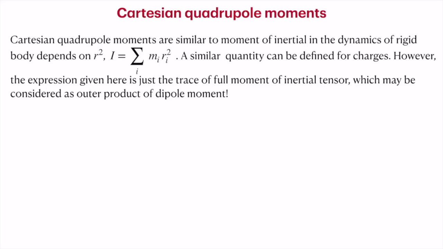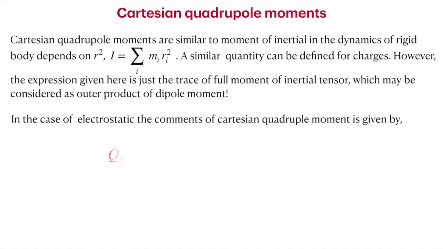Next let's look at the quadrupole moment. The quadrupole moment is essentially a generalization of, or very similar to, the moment of inertia for a rigid body. A similar quantity can be defined for charge. However, the expression which we use here is a traceless moment of inertia. We could also use the moment of inertia as our quadrupole moment depending on the choice. In some cases they are convenient, and in other cases they are not so convenient.